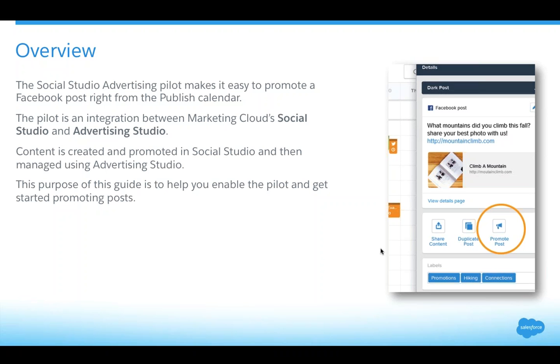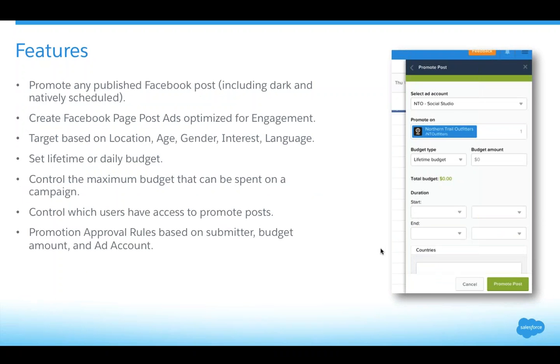So what specific features are actually available in this pilot? As I mentioned, it's the ability to come in and quickly promote any already published Facebook post. It can be an unpublished post, it can be natively scheduled on Facebook, it can be dark. Again, it can be a photo, a link, a video, whatever. But the basic idea is that you can quickly turn that piece of content into a page post ad optimized for engagement.